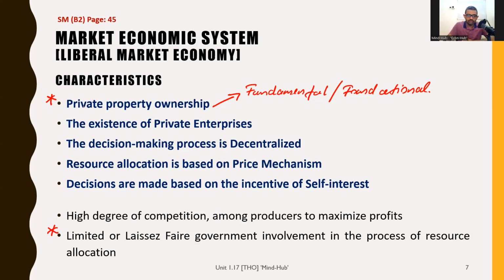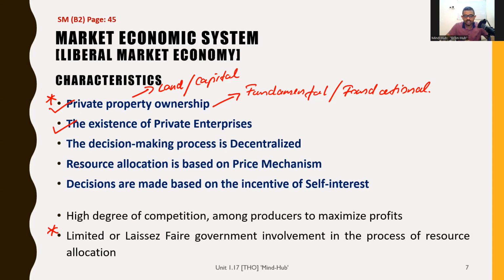Okay, but a very important characteristic: private property ownership. The private sector will mainly own property resources, in other words, land and capital. Land and capital will be mainly owned and controlled by the private sector. So that's the first characteristic.